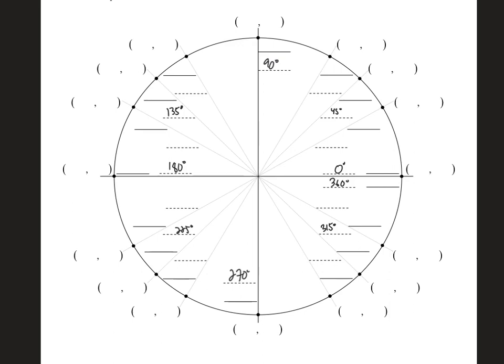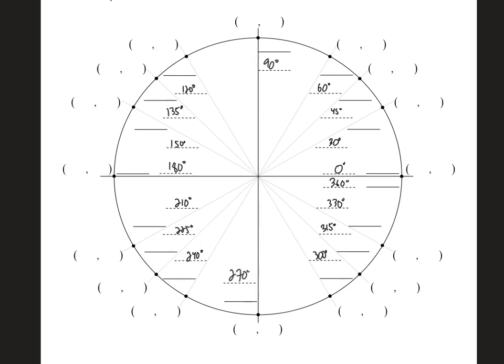Similarly, I can do that with 30 degrees, starting with 30. So 30, another 30 gets me to 60. Another 30 gets me to 90. Another 30 gets me to 120. Another 30 gets me to 150. Another 30 gets me to 180. Another 30 to 210. Another 30 to 240. Another 30 to 270. Another 30 to 300. Another 30 to 330 degrees, and all the way around.